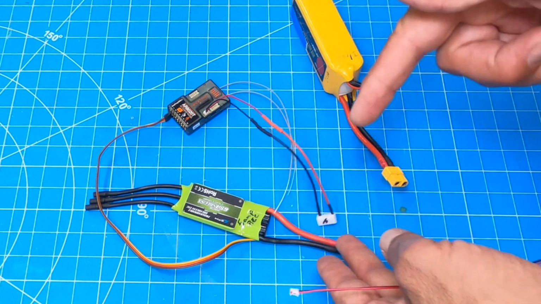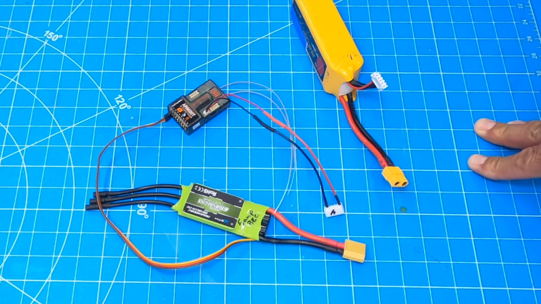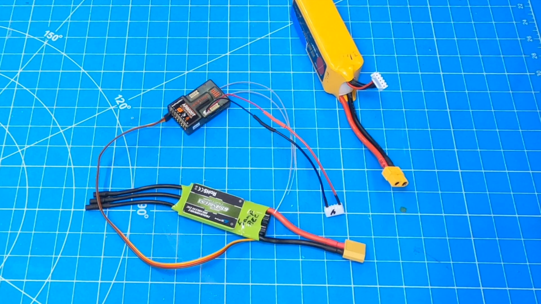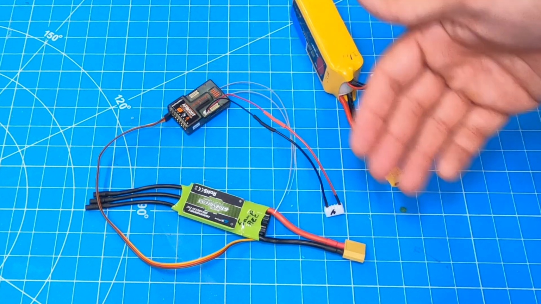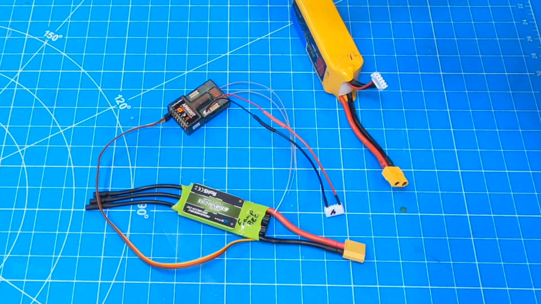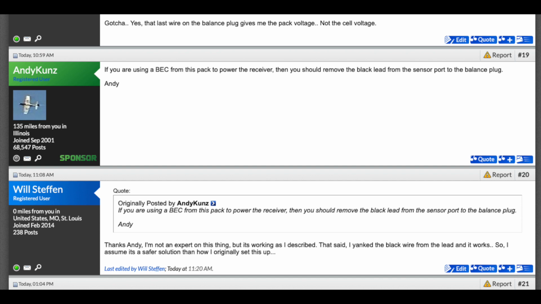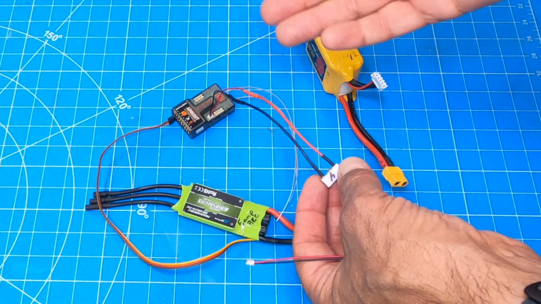Recently, somebody commented on my channel that they blew up their receiver, and there's a word of caution on that. So I started doing some digging. I can't find any documentation, so I asked Horizon, went on to RC Groups, and got some information from Horizon there as well. The bottom line is this.